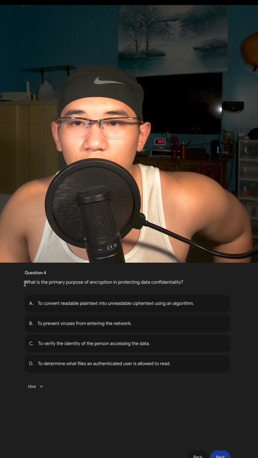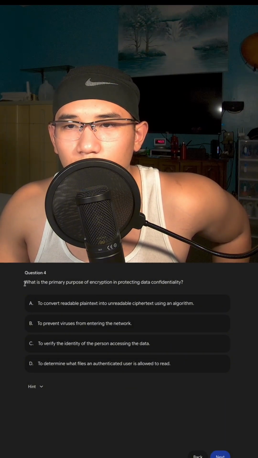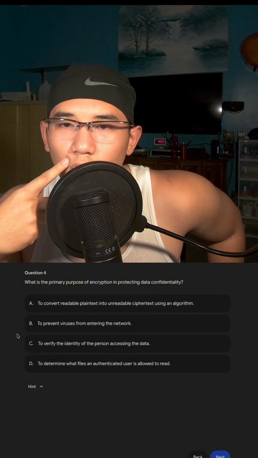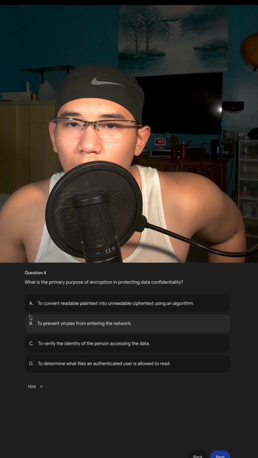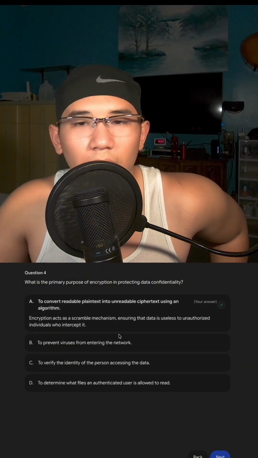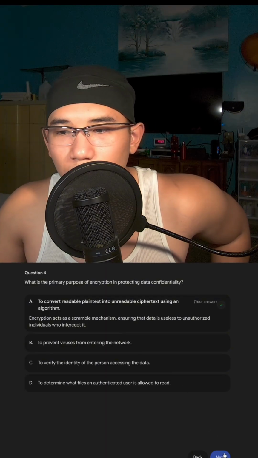What is the primary purpose of encryption in protecting data confidentiality? To convert readable. Okay, yeah. So I'm correct, right? So encryption acts as a scramble mechanism, ensuring that data is useless to unauthorized individuals who intercept it.